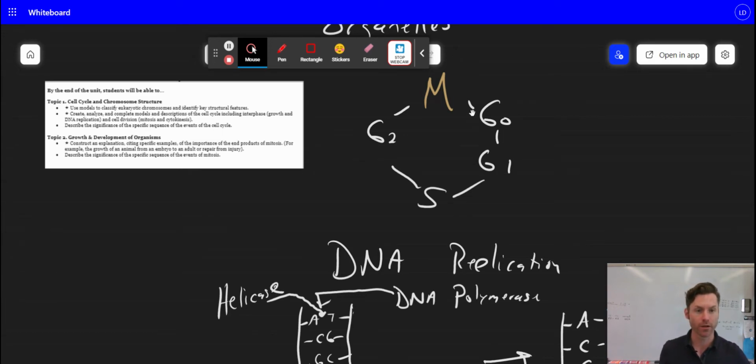A cell is born when M phase is finished. It moves into G0 phase. Now, G0 is the phase where cells exist to do their job. They are the right size. They have the right amount of organelles. They are doing their cell work while they are in G0.